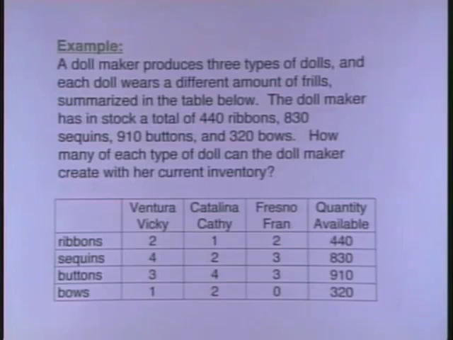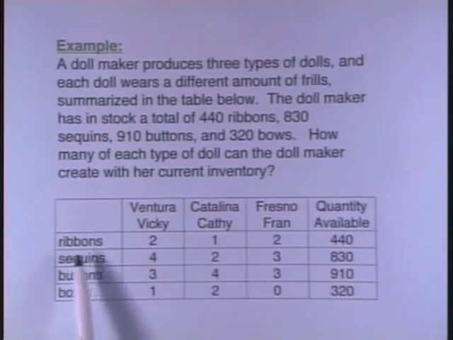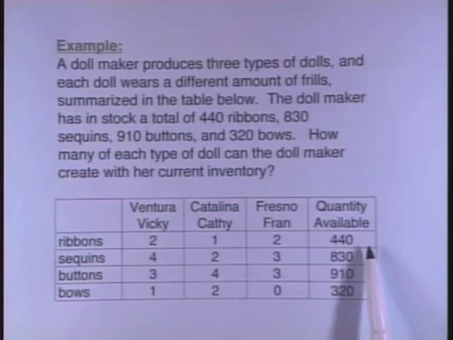A doll maker produces 3 types of dolls, and each doll wears a different amount of frills, summarized in the table below. The doll maker has in stock a total of 440 ribbons, 830 sequins, 910 buttons, and 320 bows. How many of each type of doll can the doll maker create with her current inventory? We see here the dolls are the Ventura Vicky doll, Catalina Kathy, Fresno Fran. Ribbons, sequins, buttons, and bows are our row headings, and our totals are the number available of ribbons, sequins, buttons, and bows.